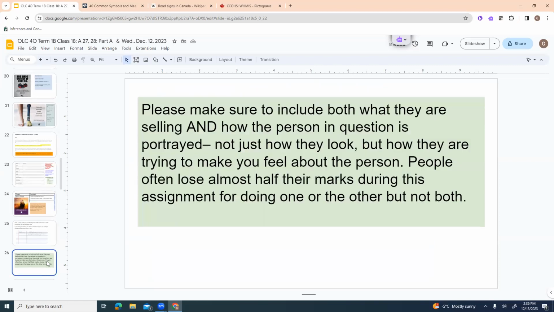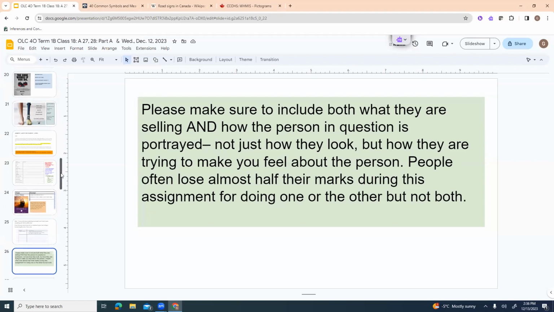Okay, please make sure to include both what they're selling and how the person in question is portrayed. Not just how they look, but how they're trying to make you feel about the person. People often lose almost half their marks during this assignment for doing one or the other, but not both.